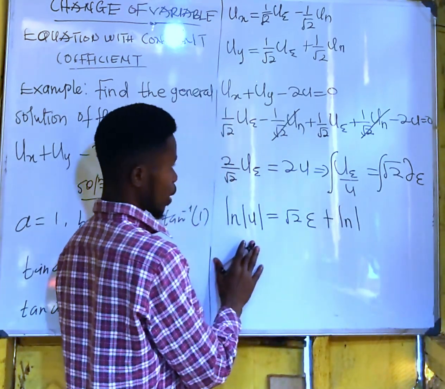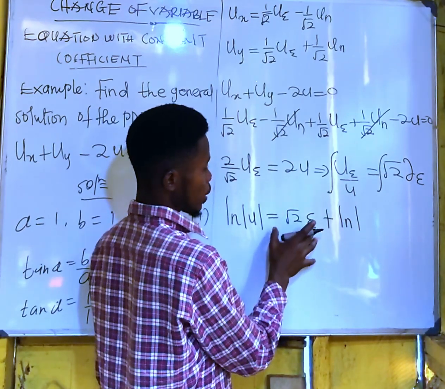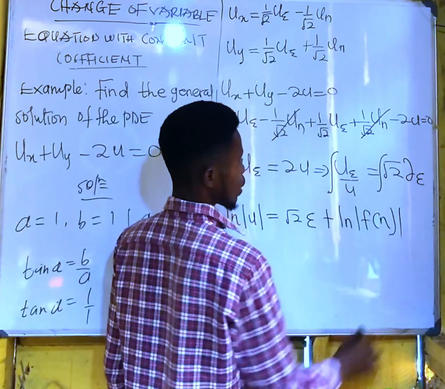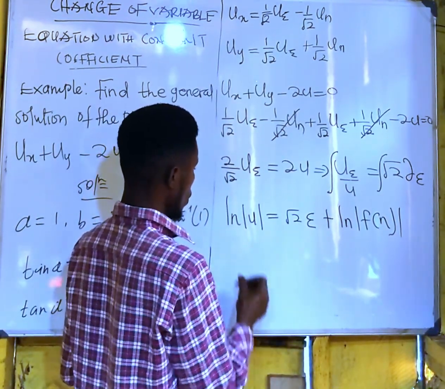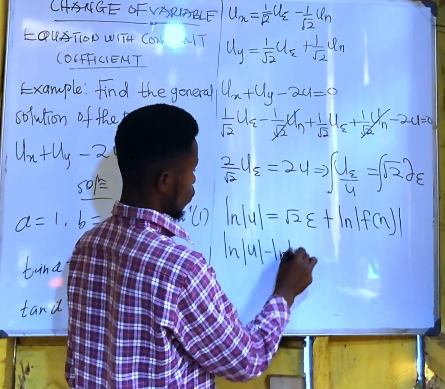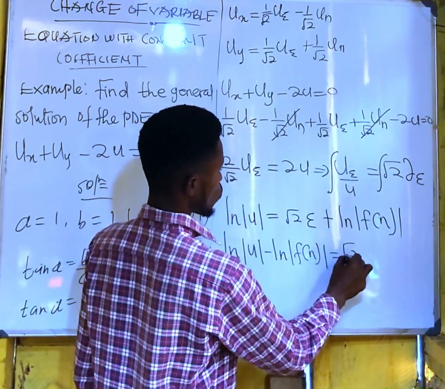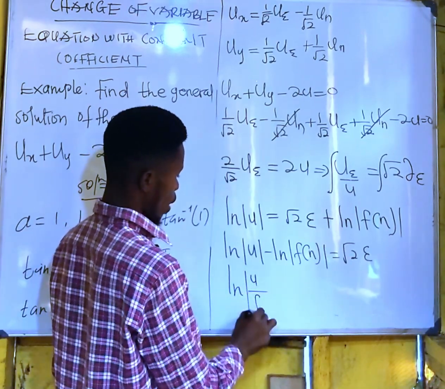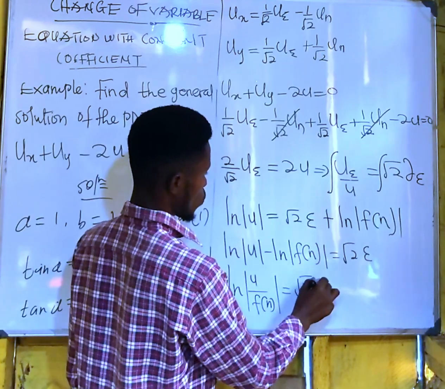Now remember, this is a partial differential equation, and you are dealing with xi and eta. So if I differentiate or integrate with xi, the constant becomes a function of eta. Is that okay? All right. So now from here, I can write this as ln of u minus ln of f of eta equals root of 2 xi. So this is u over f of eta equals root of 2 xi.